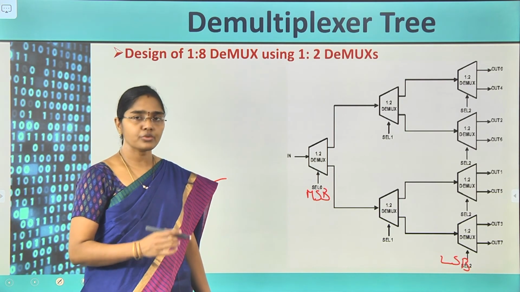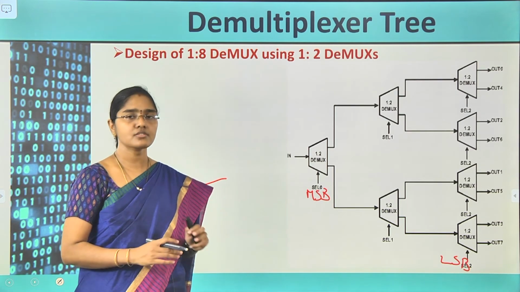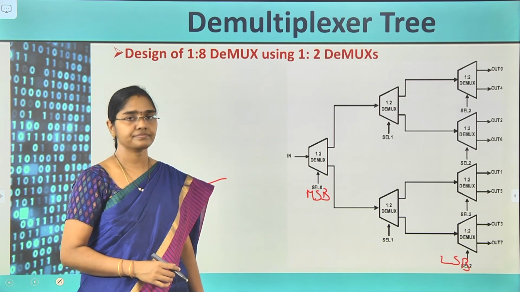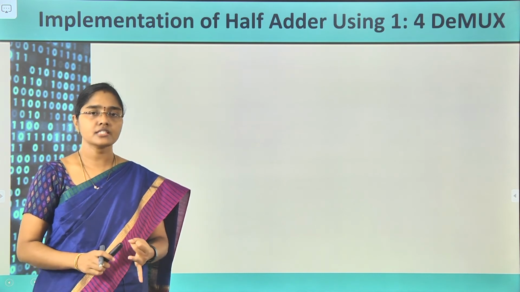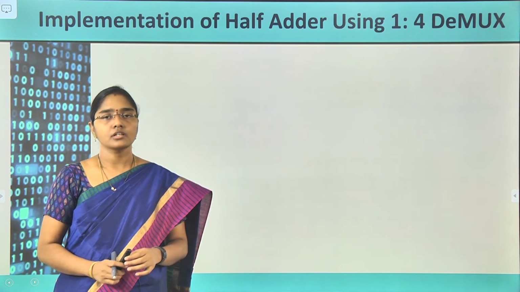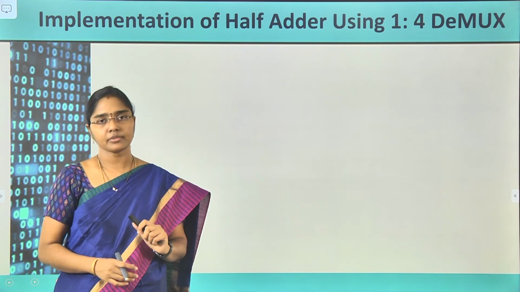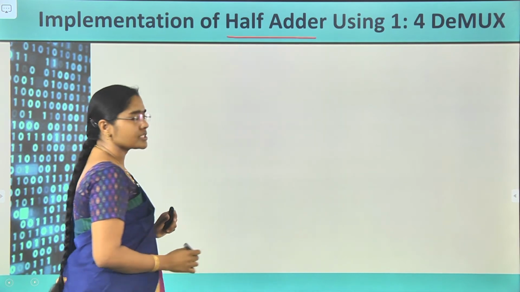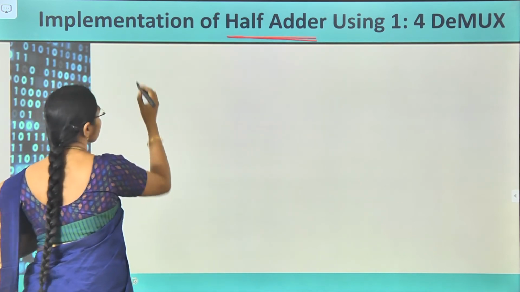Okay, I hope you understood this demultiplexer tree. Like this, you can design any size of demultiplexers with its lesser size of demultiplexers. Till now what we have seen? Design of individual demultiplexers and design of bigger demultiplexers with smaller demultiplexers. Now let's see implementation of a function using demultiplexer. For the example sake, half adder implementation using demultiplexer.